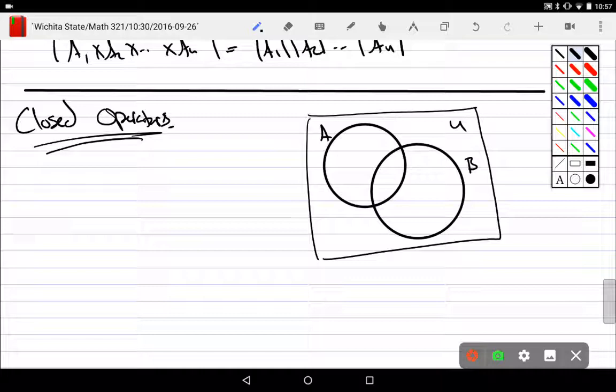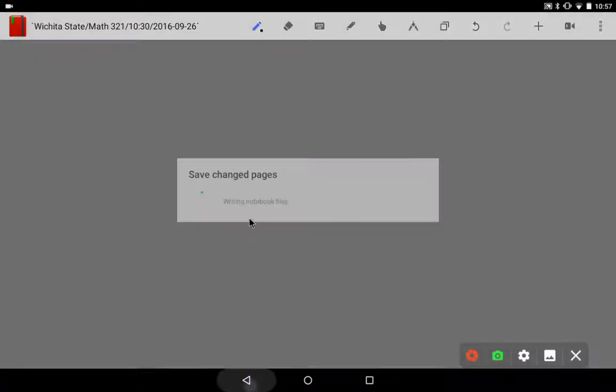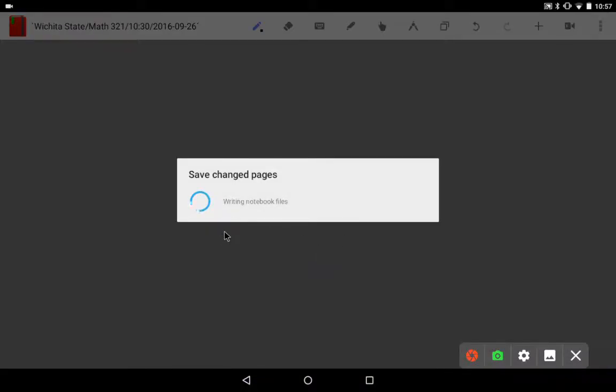Now what we're going to do is say, no, we want closure. If I deal with elements of the universe, they stay in elements of the universe, right? Nothing weird happens. I don't get a new set of sets. It just stays with the elements that we have. And we'll talk about binary operations and unary operations on this.